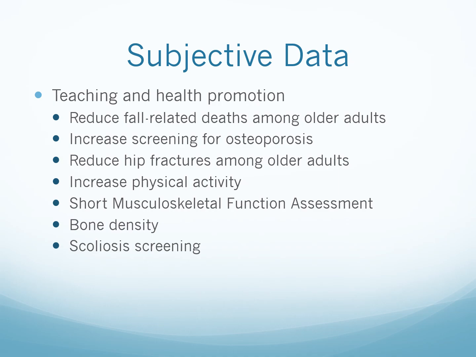So, teaching and health promotion related to musculoskeletal health. One important goal is reducing fall-related deaths among older adults. Falls are one of the leading causes of injury and loss of independence in older adults. So when assessing fall risk, we consider muscle strength, balance, mobility, vision, medications, environmental hazards like throw rugs, which older adults really love. I'm not sure why. History of previous falls. Even one fall can significantly affect an older adult's confidence and independence.